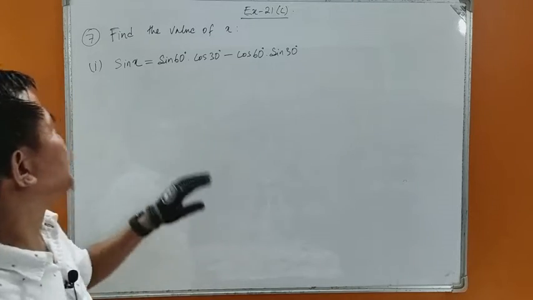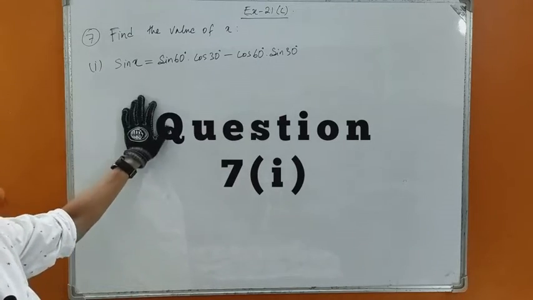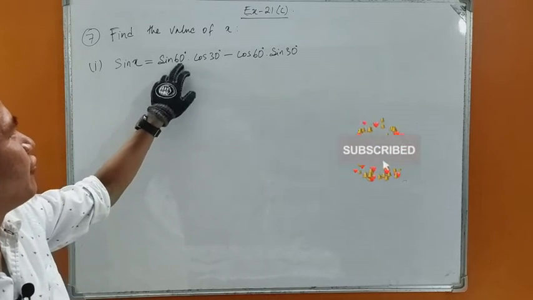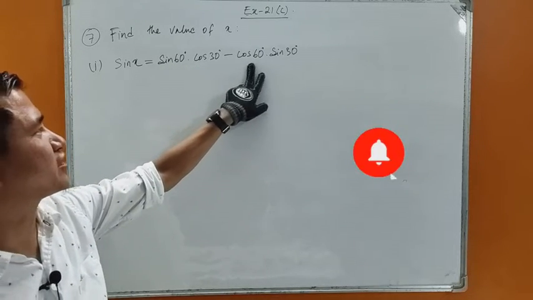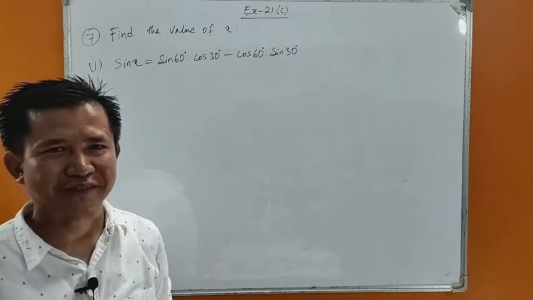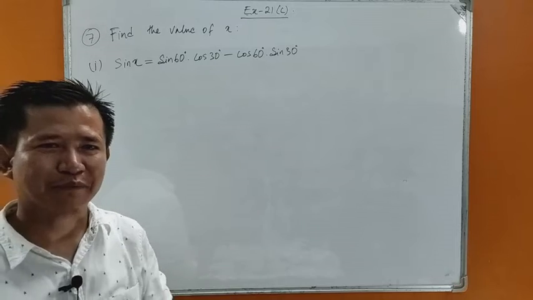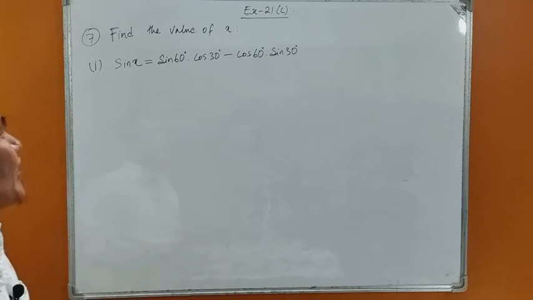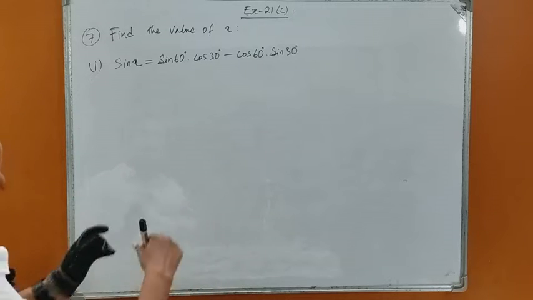Now let us do question number 1 of 7. To solve this type of question, we need to know the values of sine 60, cos 30, cos 60, sine 30. We need to have a clear knowledge of the trigonometrical table. I've already made a separate video for that. You can find it in the playlist and watch it. So let's do this.